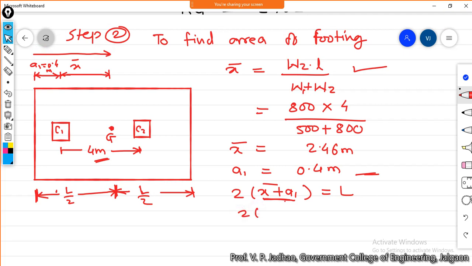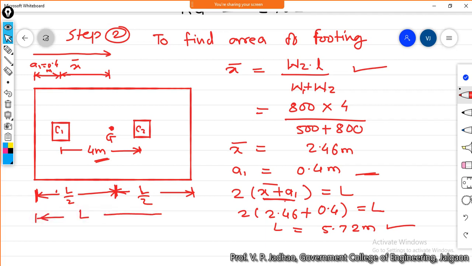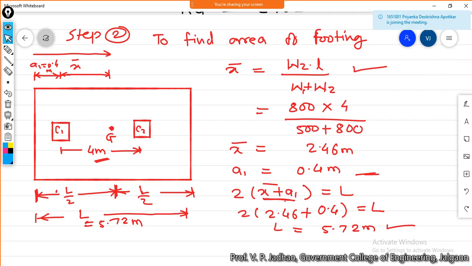Therefore 2 into x bar is 2.46 meter plus we know this value A1 0.4 meter. So this is equal to L. So we get the value L is equal to 5.72 meter. Okay, so like this we can calculate the value of capital L, that is the length of your footing. This distance is L. This we have already calculated now as this L is equal to 5.72 meter.